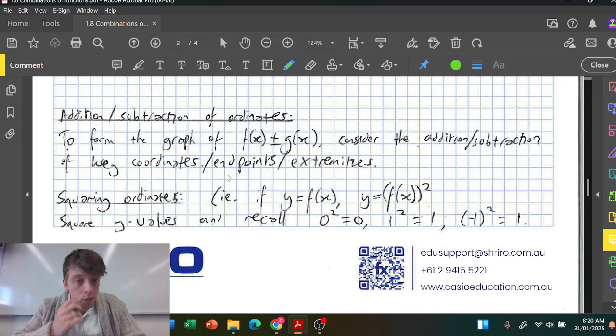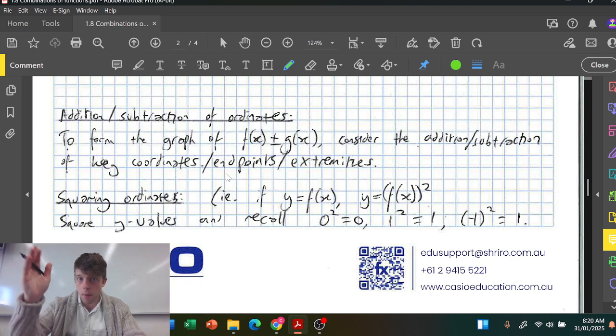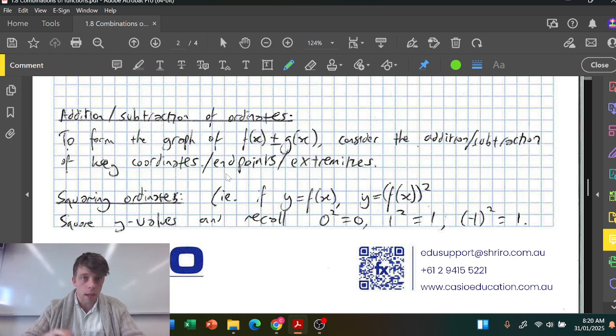So yeah, some basic strategies for addition of ordinates. Just consider a few different values of X. It might be helpful to draw a little dotted line, see how the points are being added, and then of course consider the endpoints and extremities first, and the key coordinates such as intercepts, or the values at which both the functions are equivalent to one another.